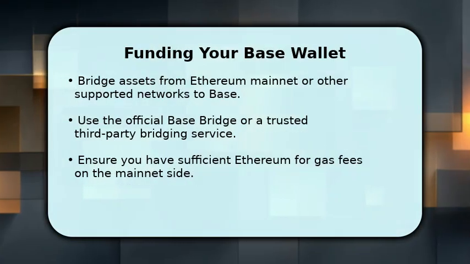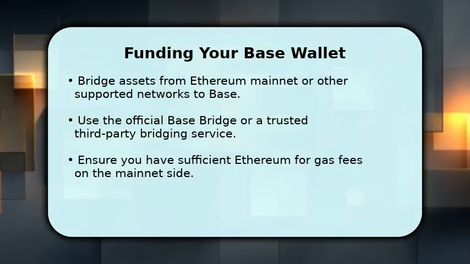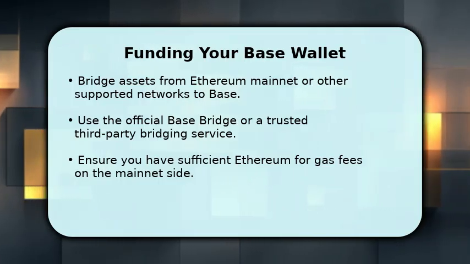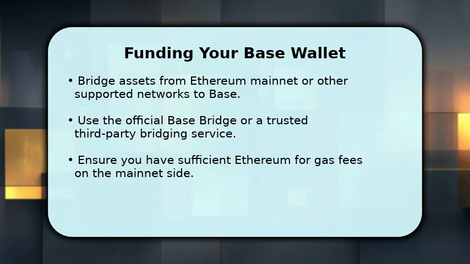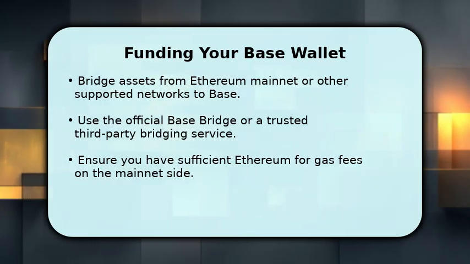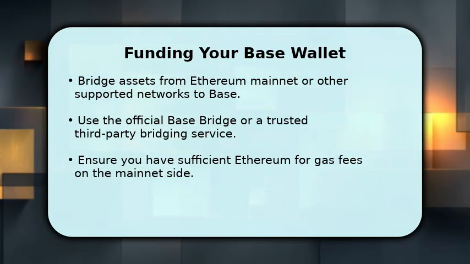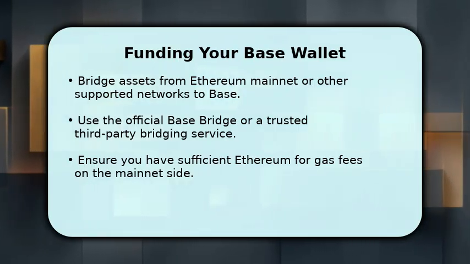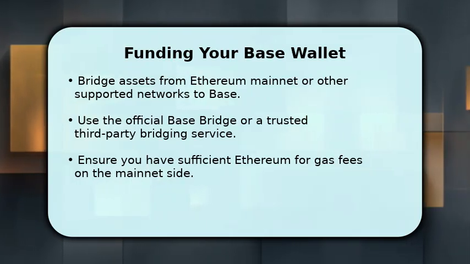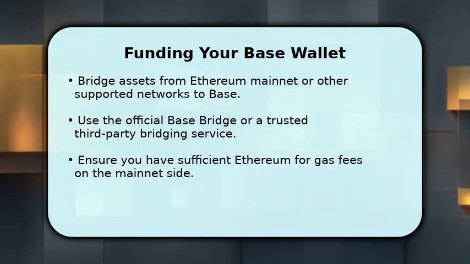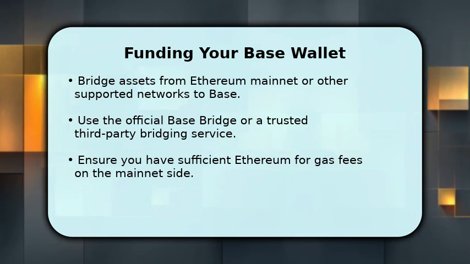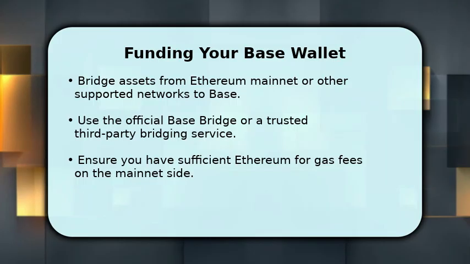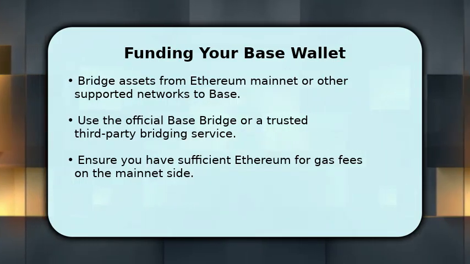To begin using Base, you will first need to fund your wallet. The primary method involves bridging assets, typically Ethereum or other tokens, from the Ethereum mainnet or another supported network directly to Base. You can utilize the official Base bridge, which is integrated within the Coinbase ecosystem, or choose a trusted third-party bridging service. Remember to account for gas fees on the originating network, which are usually paid in Ethereum, to ensure a smooth and successful transfer of your funds.